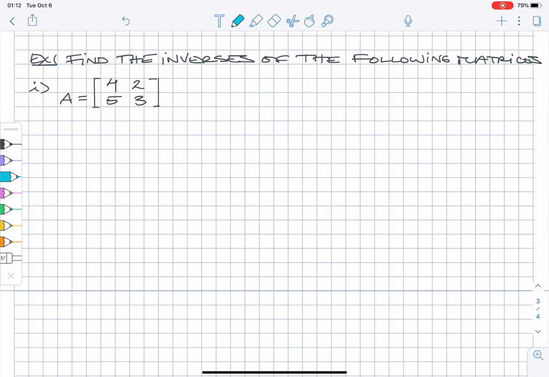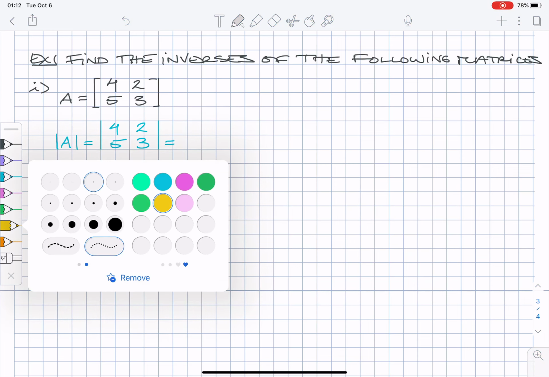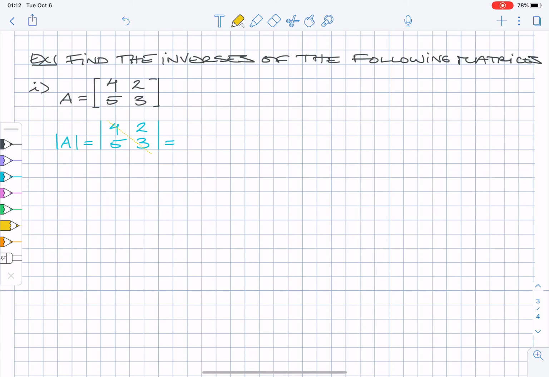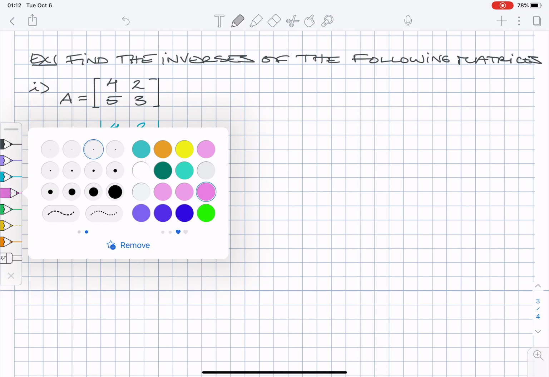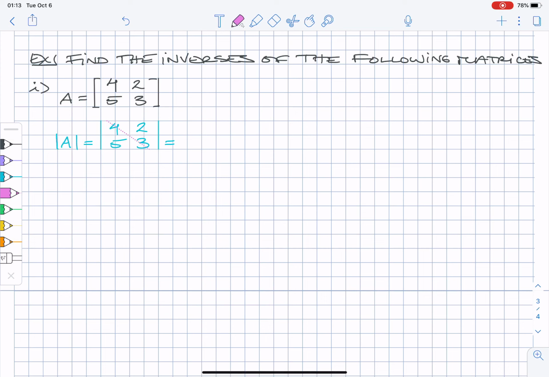Okay, so the determinant of A, which has straight up and down lines, not bracketed lines. That's why it's so important that I've been making those bracketed lines, because straight up and down means something else. It means a determinant. So this is going to be the main diagonal entries here, 4, 3. So 4 times 3 minus alternate diagonal entries 2 times 5. So that's going to be 12 minus 10 is 2.